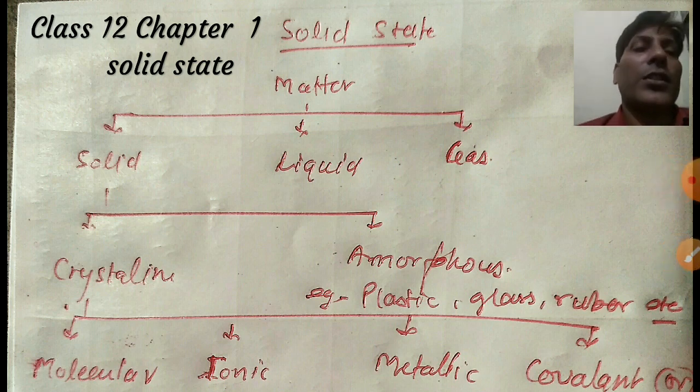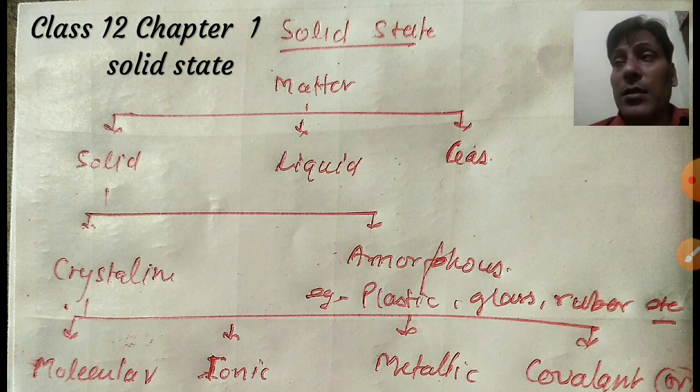Today we are going to study class 12th chemistry chapter number 1, Solid State. We know what matter is; we studied matter in the last classes. Matter is anything which occupies space and has mass.